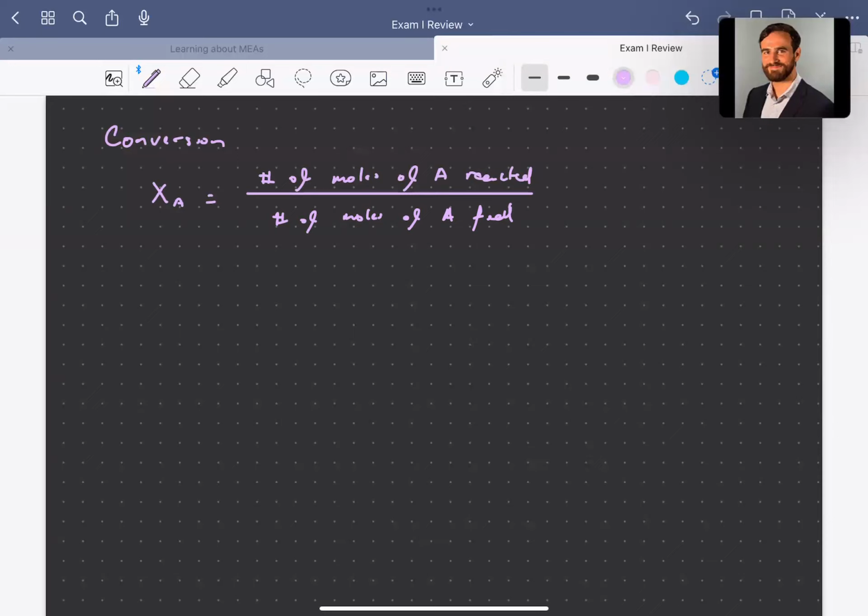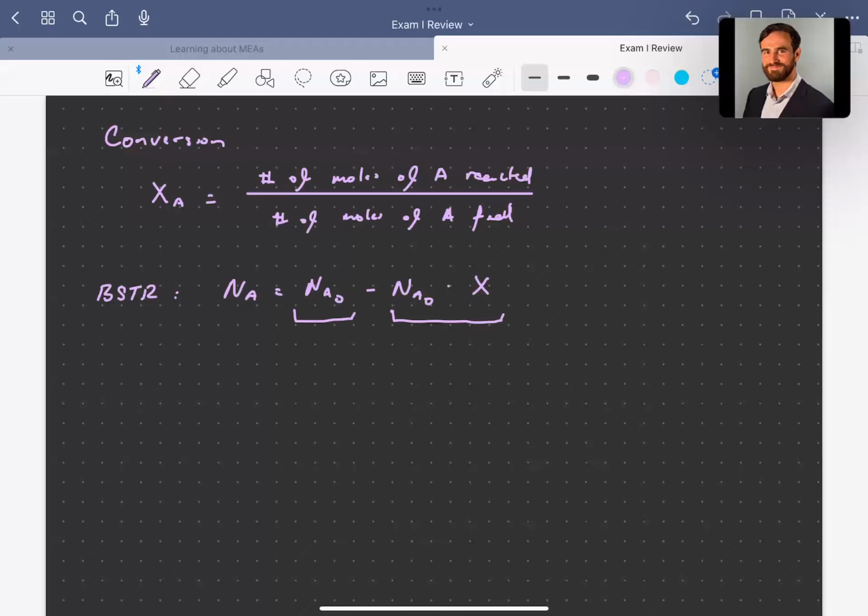So you always need a basis of calculation, and be careful of using conversion when you have multiple reactions involved, since each one of these reactions has their own conversion. So we can rewrite the mole balances in terms of conversion. So for our batch reactor, here we can define the number of moles at any time t as the inlet number of moles minus the inlet number of moles times the conversion X. So this is just how many we feed minus how many reacted.